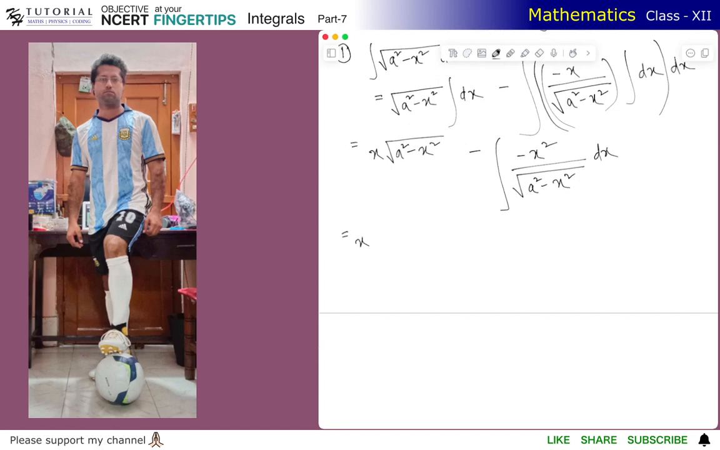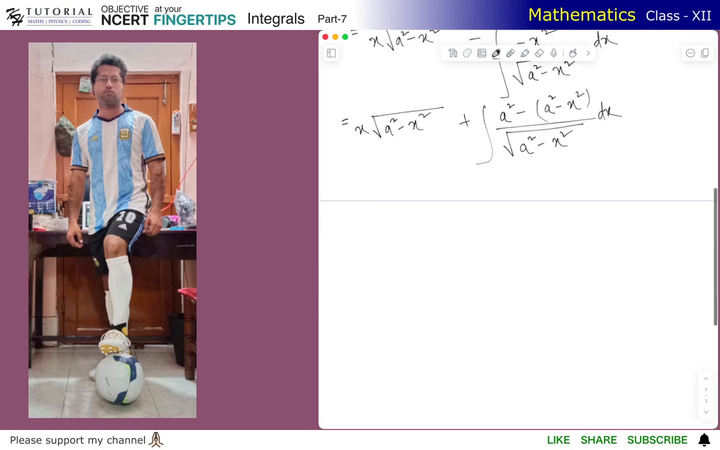This is x times square root of a square minus x square, plus we have x square by square root of a square minus x square, and we will write x square as x square minus a square plus a square. Okay, now let's try to solve this. Let's call it I1.